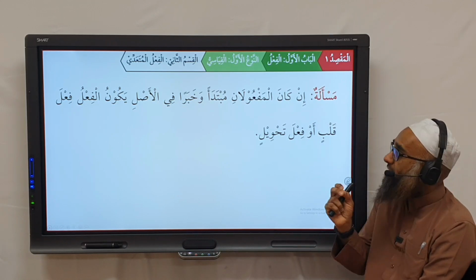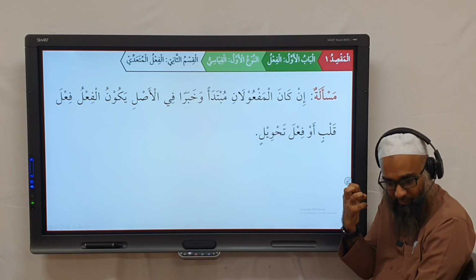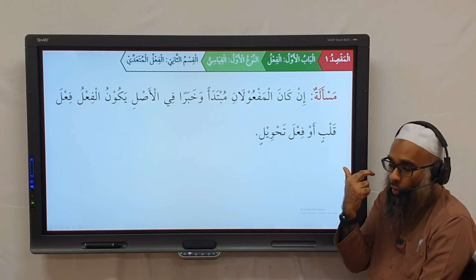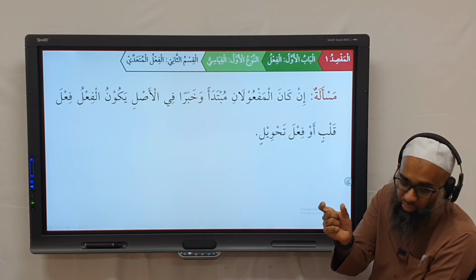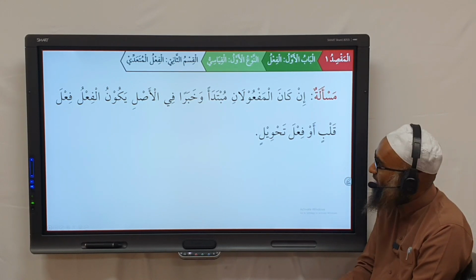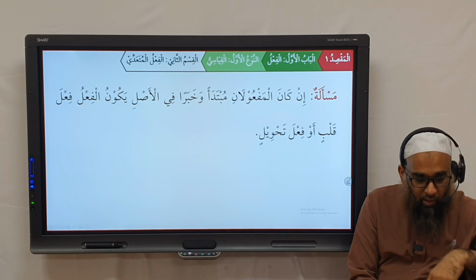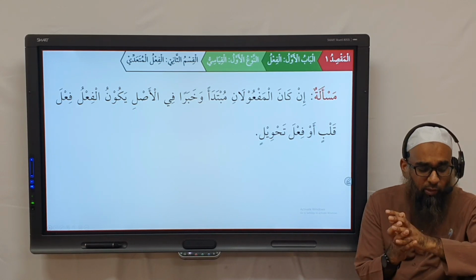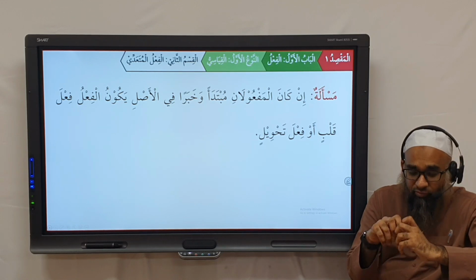then this fa'il will either be an action which shows of the heart or the mind, or it will be a fa'lu tahweel where the fa'il changes one thing into another. It's called fa'lu tahweel or fa'lu qalb. Is everybody following? So fa'lu qalb and fa'lu tahweel, they are the same category, but they have different functions.